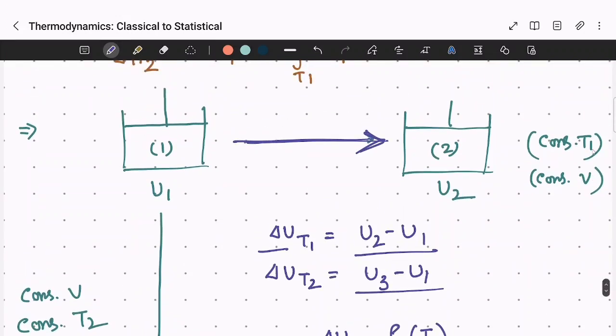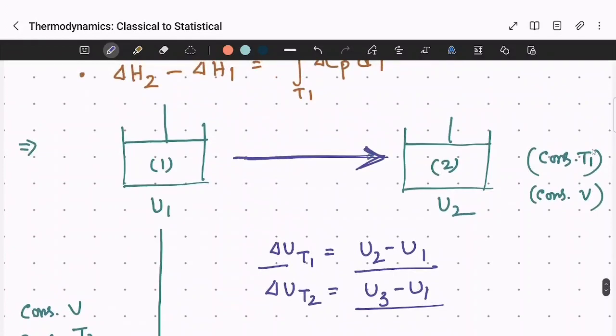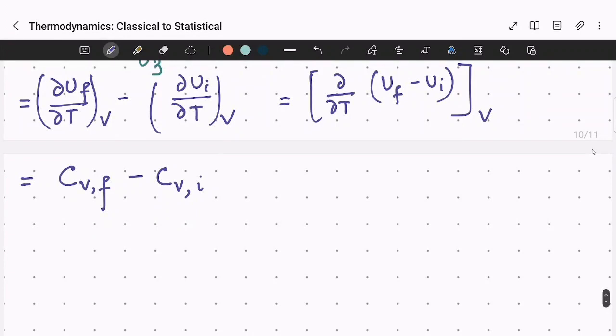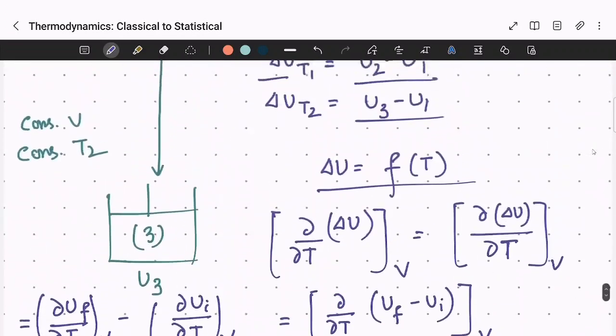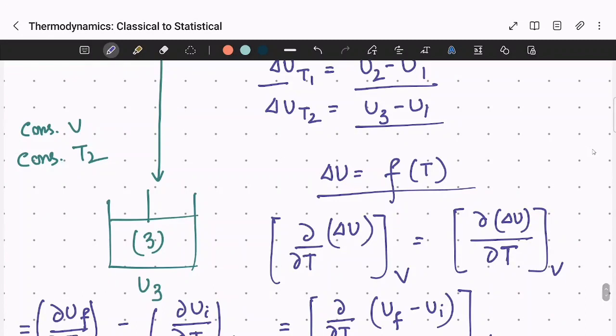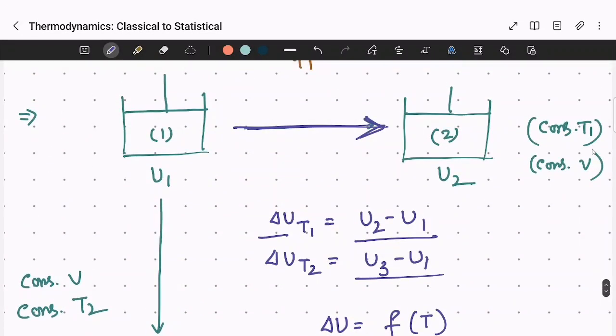Let me think whether it is changing. Yes, you are correct. There is something problematic. I think there is a problem in this physical picture. Mathematically, it's correct, you can do it mathematically, but physically, when the temperature is constant and V is constant, the internal energy change should be zero.